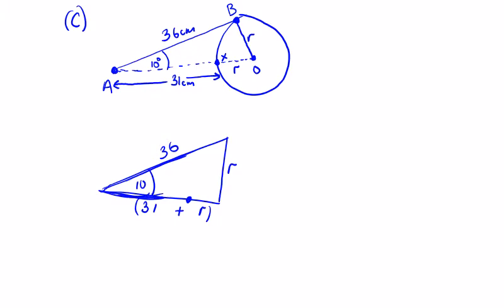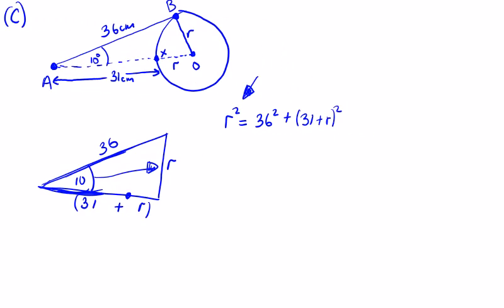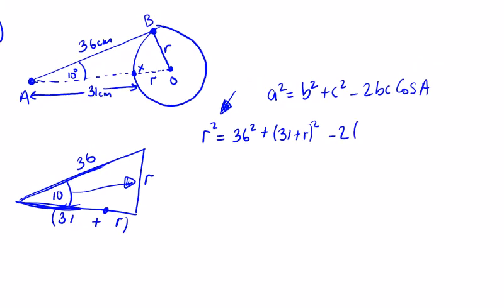the cosine rule. So OR squared is equal to 36 squared. It's always the side opposite the angle that is on its own on the left, plus 31 plus OR all squared, minus 2. If you don't know the formula, A squared is equal to B squared plus C squared minus 2BC by the cos of the angle in between those 2 sides, cos of A, by 36 by 31 plus OR by the cos of 10.